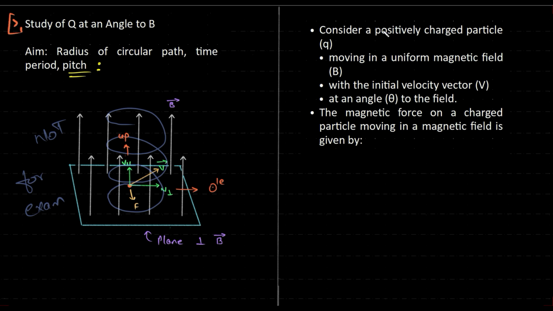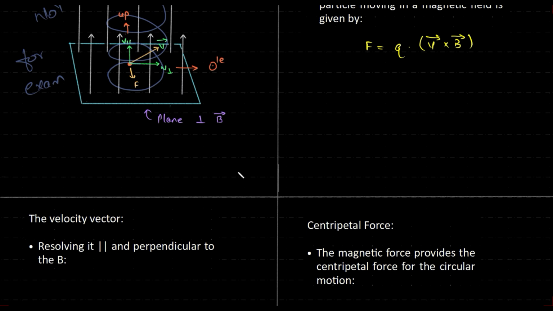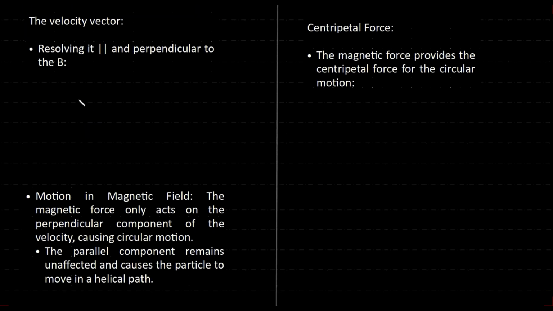Let's figure this out. How? Let's take a charge of Q. Let's have a magnetic field whose strength is B. Let the initial velocity be V, and the angle be theta. The force that the charge will encounter is given by Q times the cross product of V and B. Right? That's very clear. Now, when it comes to the vector component, we can resolve it.